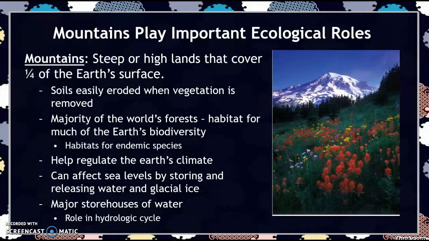Mountains help regulate the Earth's climate by absorbing heat from the sun, or reflecting the sunlight back from the snow at the top of the mountains. They can affect sea levels by storing and releasing water in their glacial ice. And they're a major storehouse of water and play a major role in the hydrologic or water cycle.